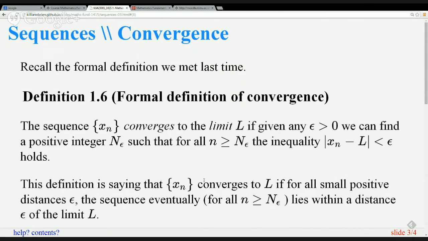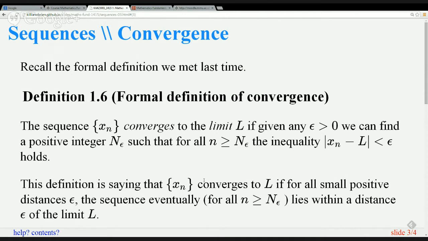The terms of the sequence get closer and closer to the limit. But we make that more precise. We say exactly, we quantify exactly the rate at which it's getting closer and closer to the limit.